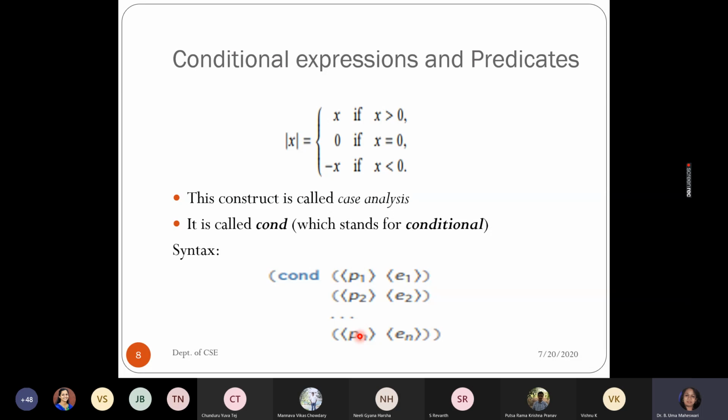Please mute yourself, please. Somebody is talking. Muted.